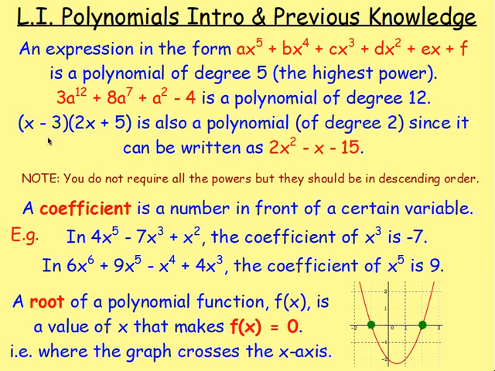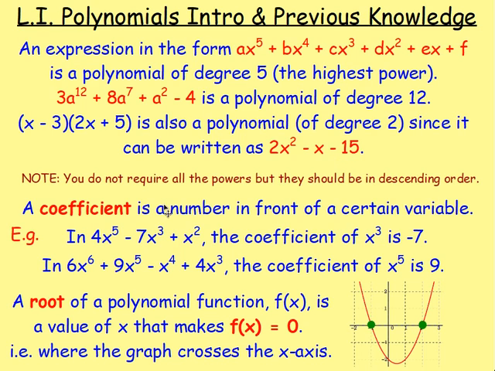You could also have (x minus 3)(2x plus 5). That would also be a polynomial because if you multiply out the brackets, you get this. And it's a polynomial of degree 2, again, because 2 is the highest power. Note, for every single polynomial we have here, all the powers are in descending order, and that's really how you should write them.